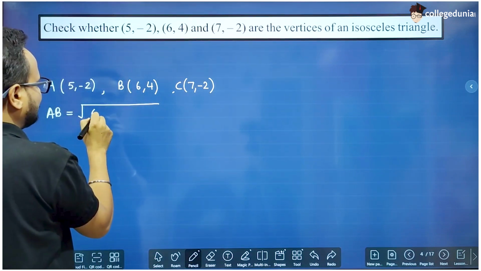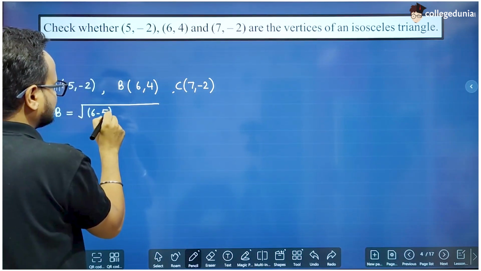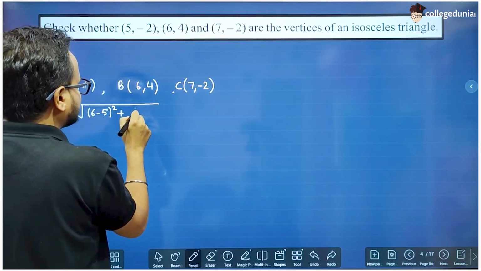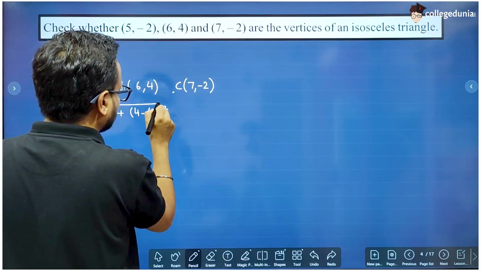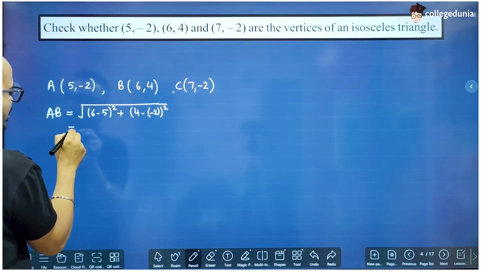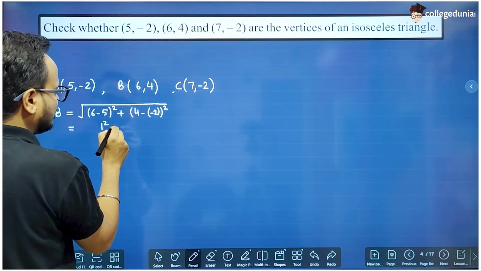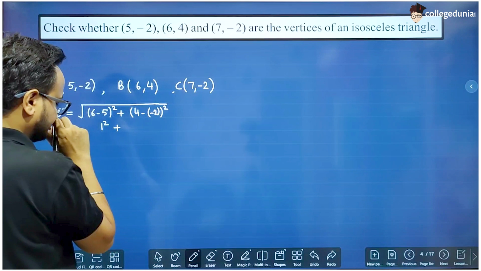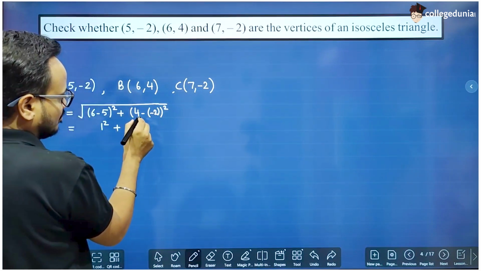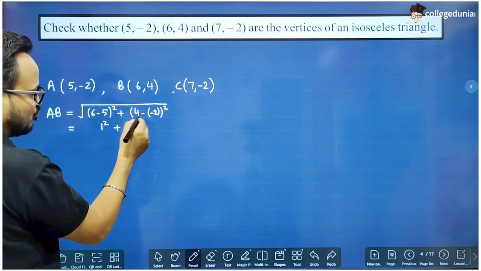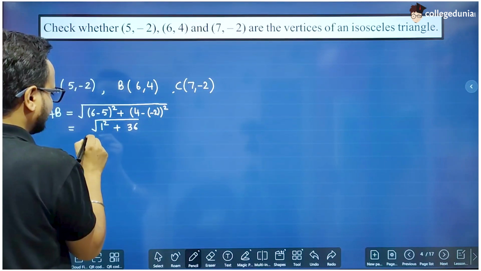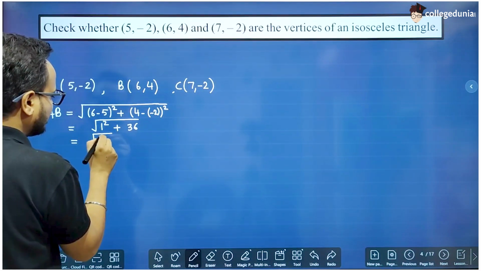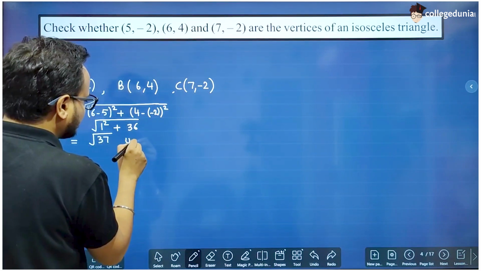Six minus 5 whole square plus 4 minus 2 whole square. 6 minus 5 is 1, 4 minus 2, that is 4 plus 2, 6 square is 36. So 1 plus 36, this is under root 37 units.